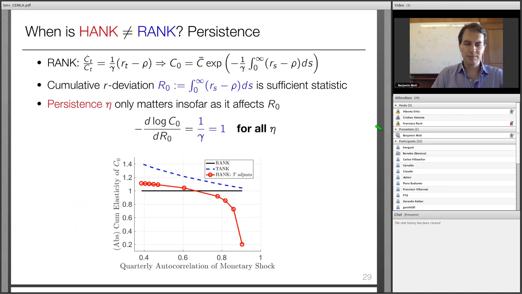There's something else that I don't really have time to talk about, which is that one thing that differs a lot between HANK and RANK models is the effect of persistence in cutting interest rates. A very persistent monetary expansion is going to be a lot less powerful in HANK than in RANK. There's also something else in the paper. Let me also skip this.